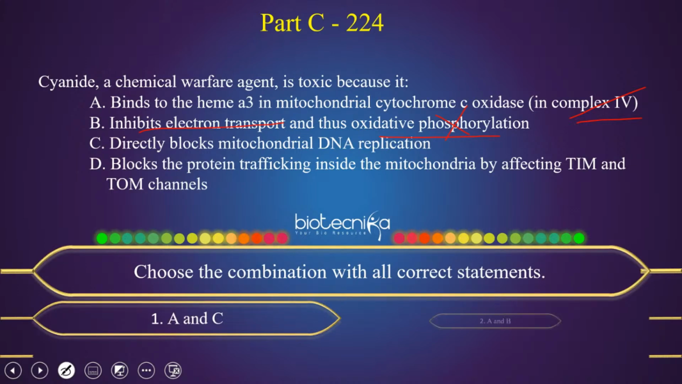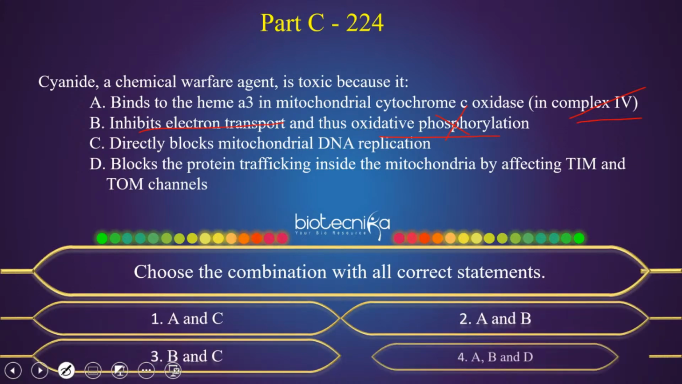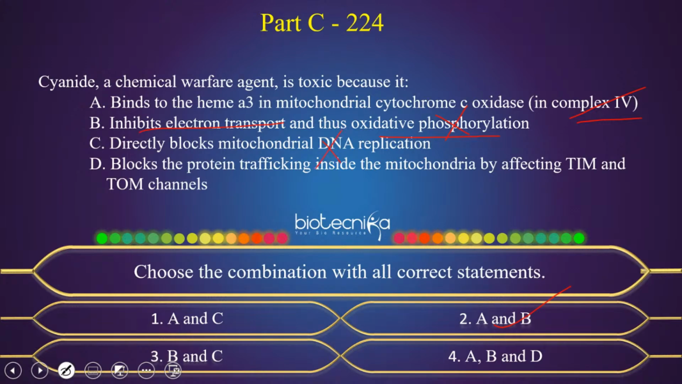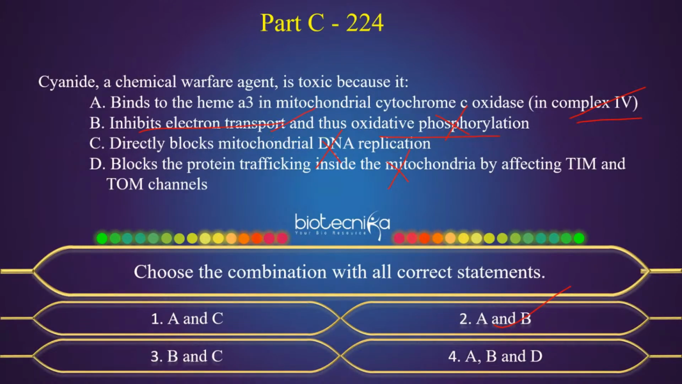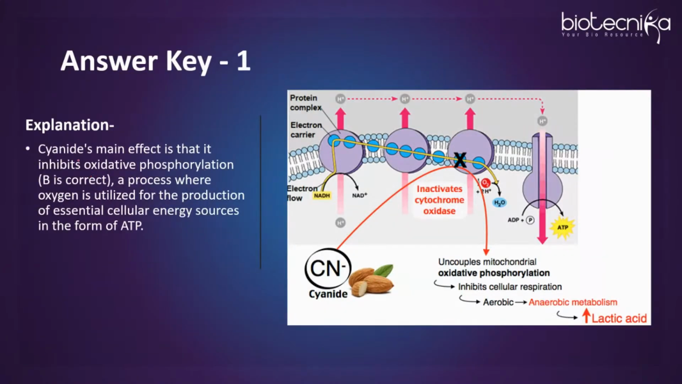You have to select all correct statements. A and B is the right statement, because it doesn't have anything to do with DNA replication, and also it doesn't block TIM-TOM channels. Sorry, it will be option 1, because yes, it will block the mitochondrial DNA replication. So you can see what it is doing. Cyanide's main effect is that it inhibits oxidative phosphorylation. So B is correct, a process where oxygen is utilized for the production... Actually it is option 2. I should write option 2.